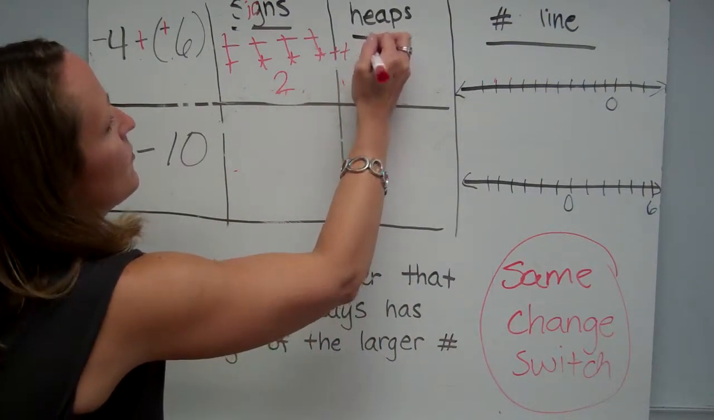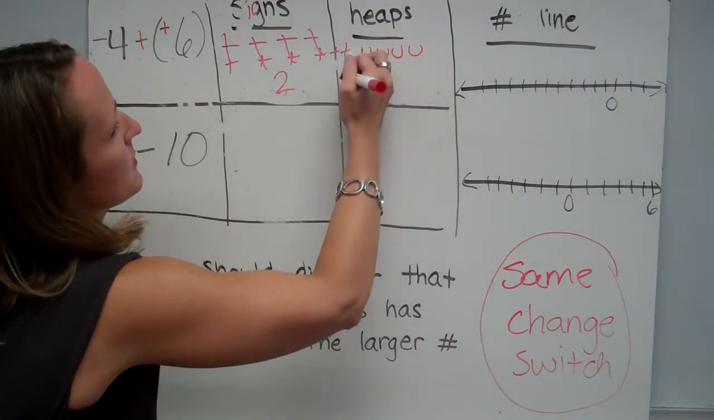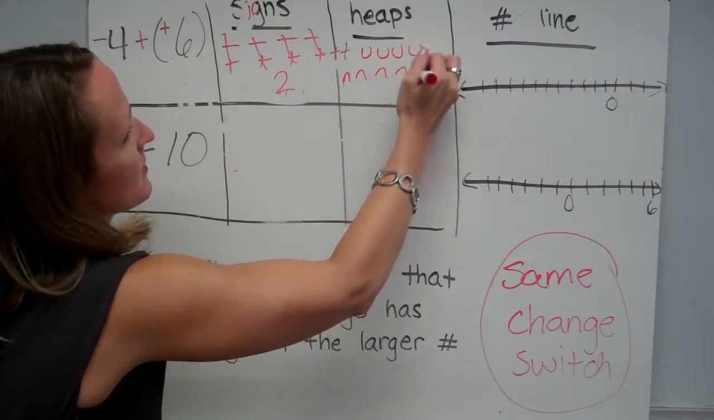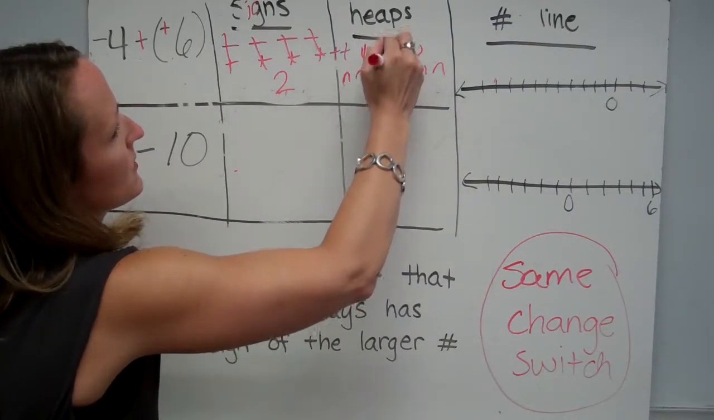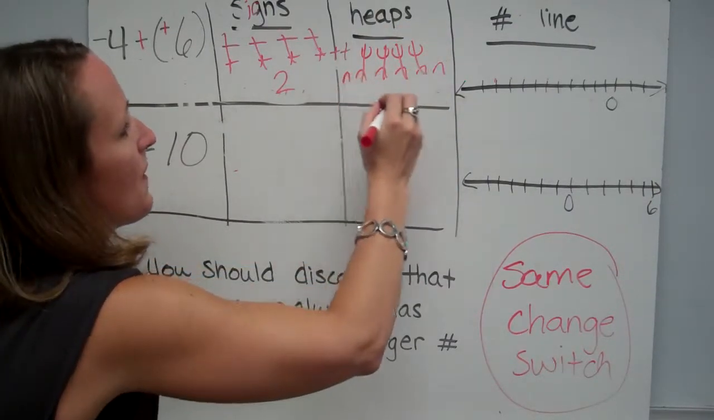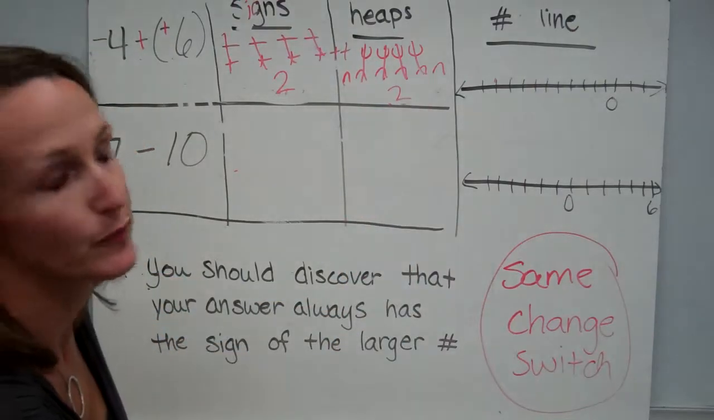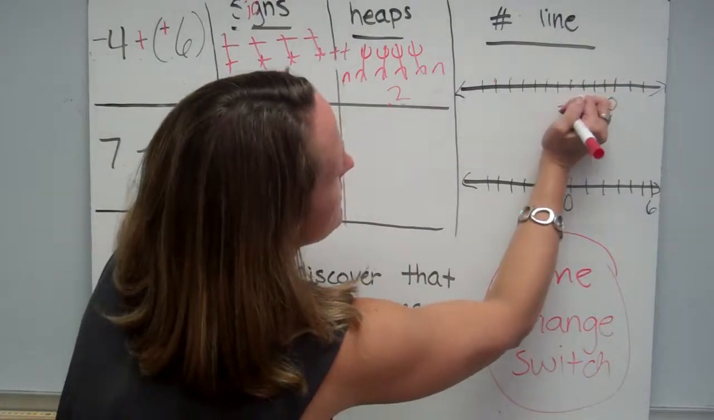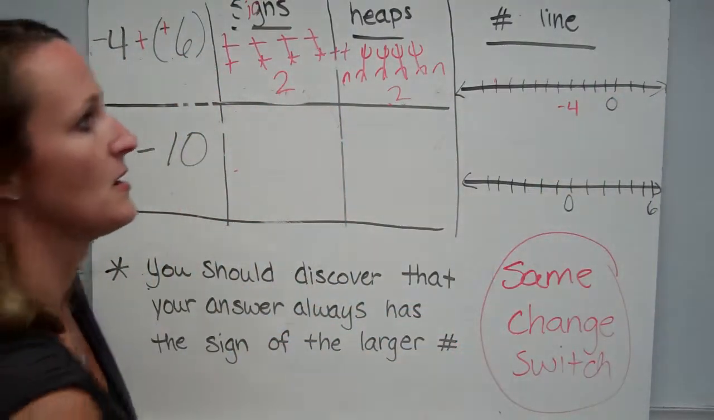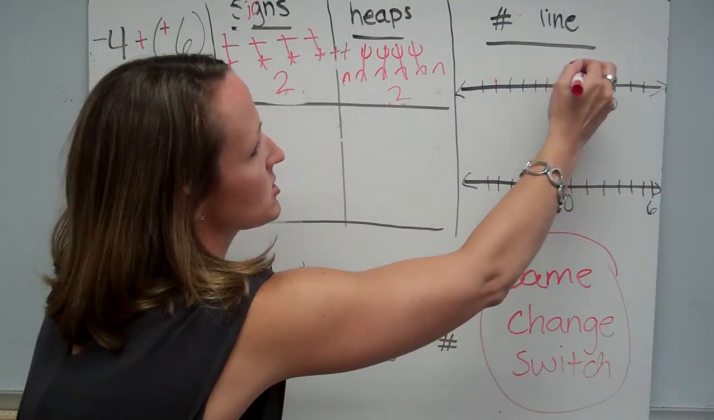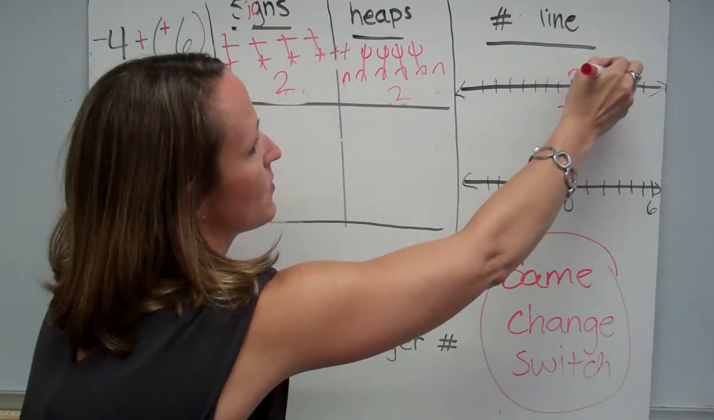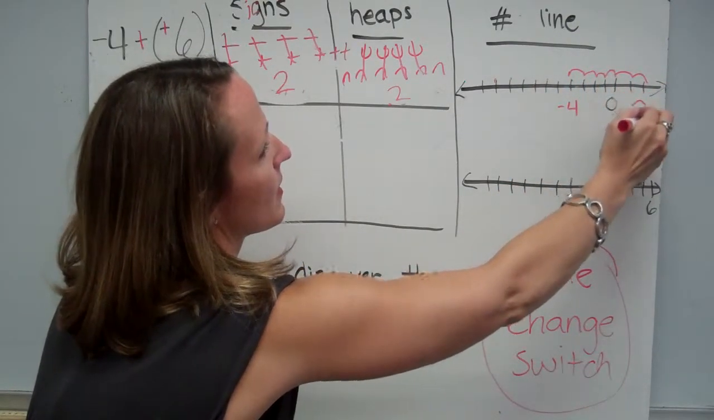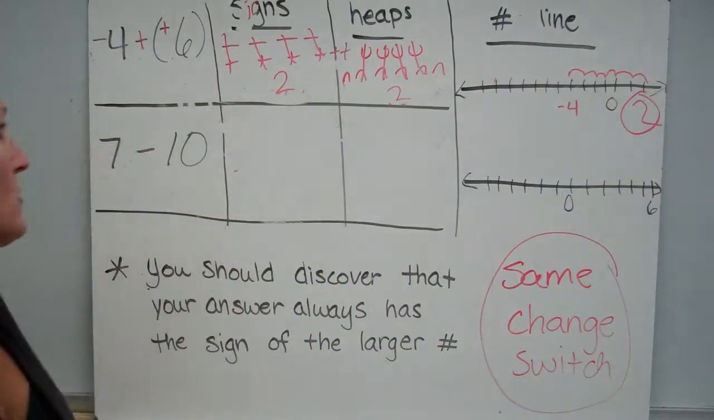Heaps, 4 holes, 6 heaps, cancel, cancel, cancel, cancel, positive 2. What about over here? I start at negative 4, 6 in the positive direction. 1, 2, 3, 4, 5, 6, positive 2.